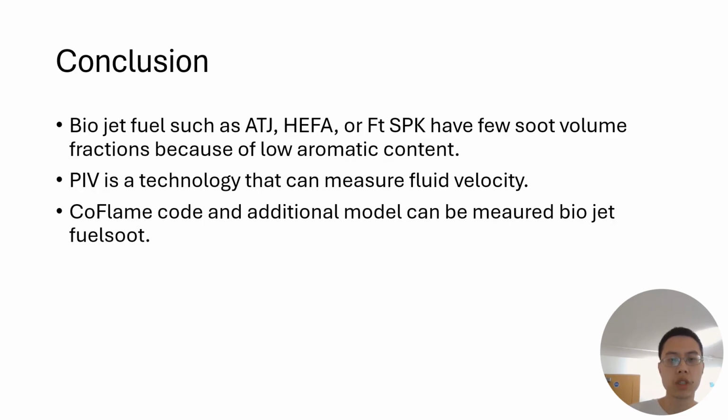And in the conclusion, the biojet fuels such as ATJ, HEFA or FT-SPK have a lower soot volume fraction because of low aromatic content. PIV is a technique that can measure flow velocity. The CoFlame code and additional models can be used to model biojet fuel.